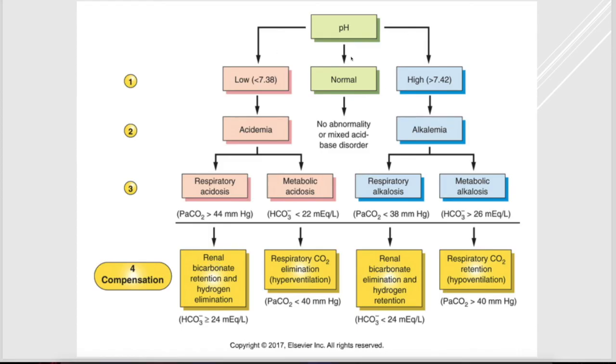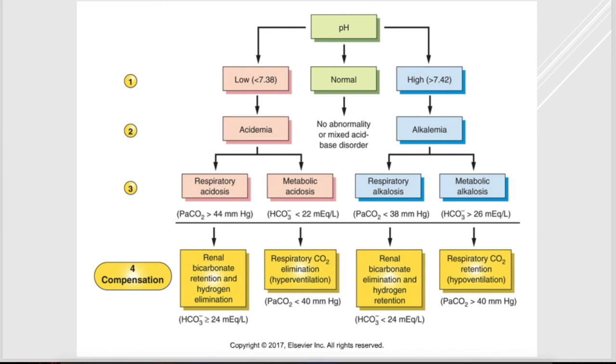So this is a flow chart showing all the things we talked about. Acidemia just refers to acids in the blood. It doesn't say anything about whether or not it's acidosis. It just is saying that there are acids in the blood. Same thing with alkalemia. Once you get to acidosis, that's when you drop below 7.35. And same thing with alkalosis, that's when you get above 7.45.